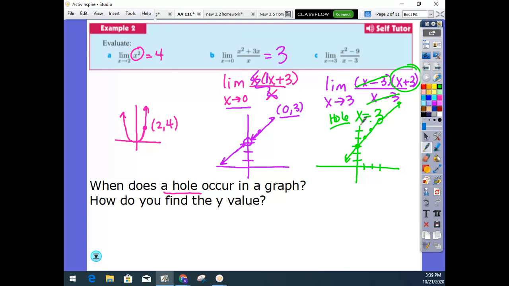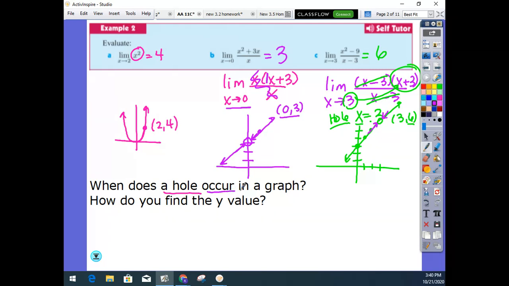And I can see this coordinate point is (3, 6), because I can plug this 3 into what is left over to find that y value. So that's why the limit of that function is 6, because the function on each side of 3 is approaching 6. 6 from this side and 6 from this side.